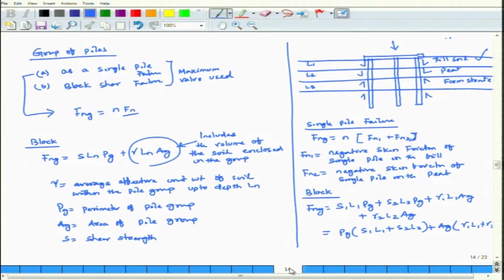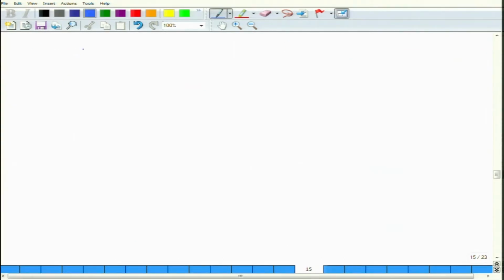This is all about pile foundations. Almost every part is over. The basic part of the pile foundation is over. Now let us start with a new chapter, that is your well foundation.